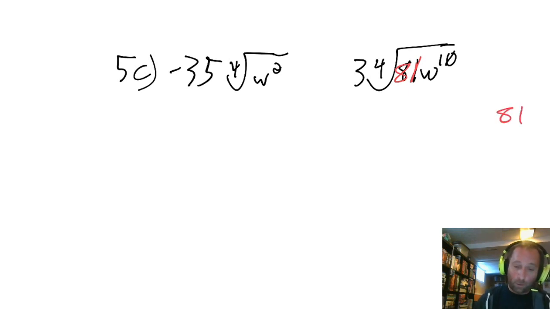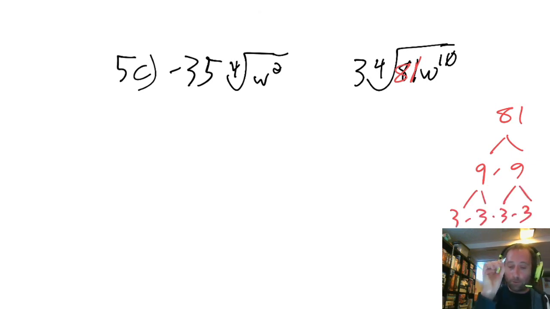So let's do our quick factor tree for 81. 9 times 9. Then 3 times 3 times 3 times 3. So 81 is 3 to the power of 4. W to the power of 10.